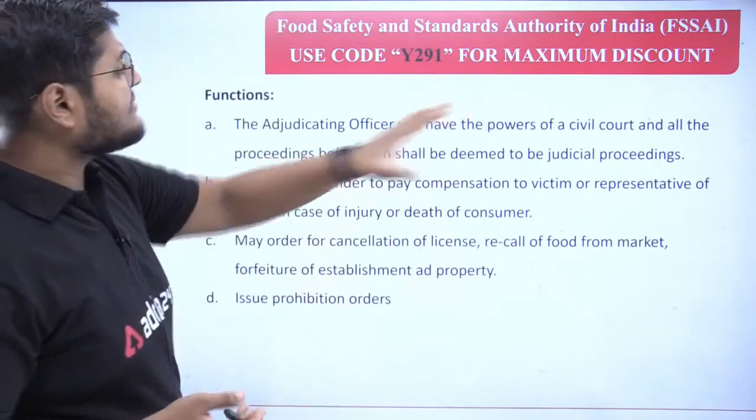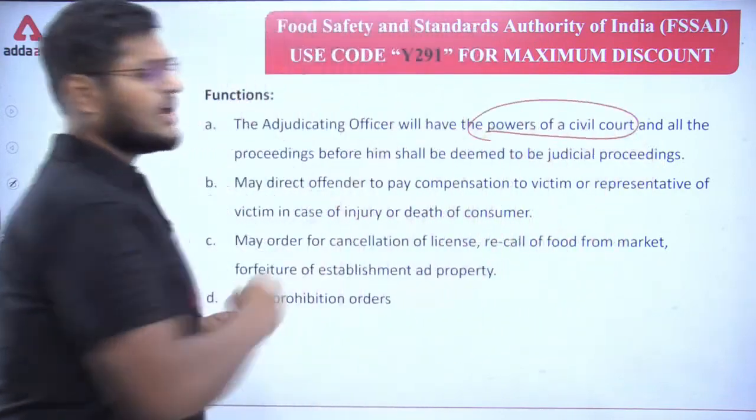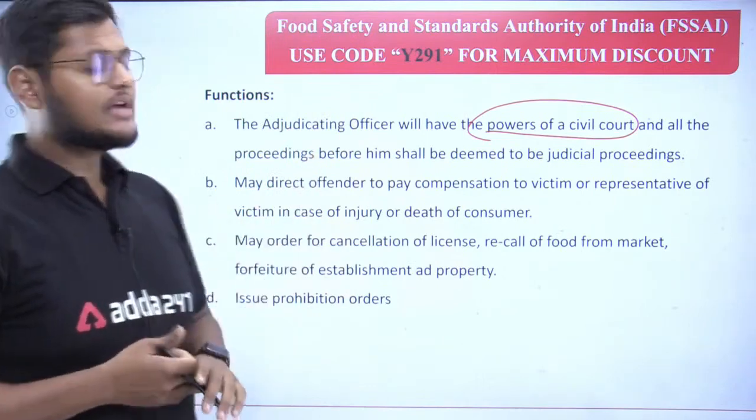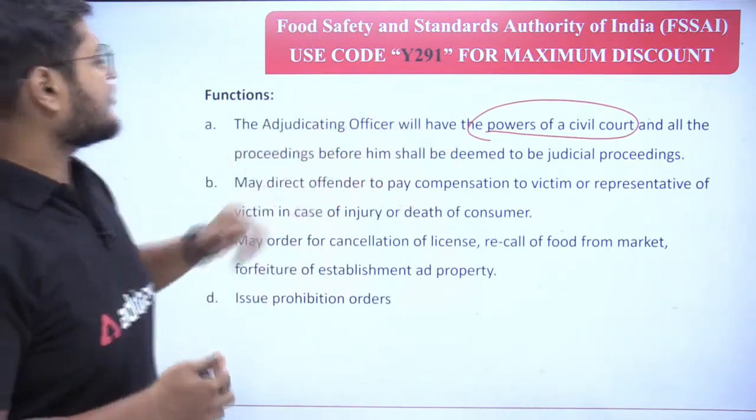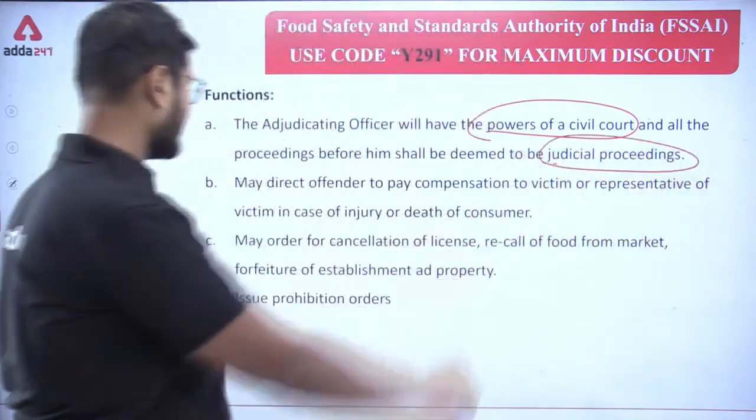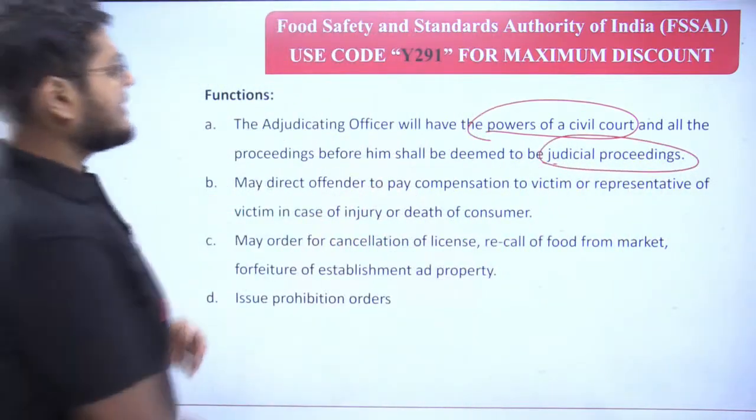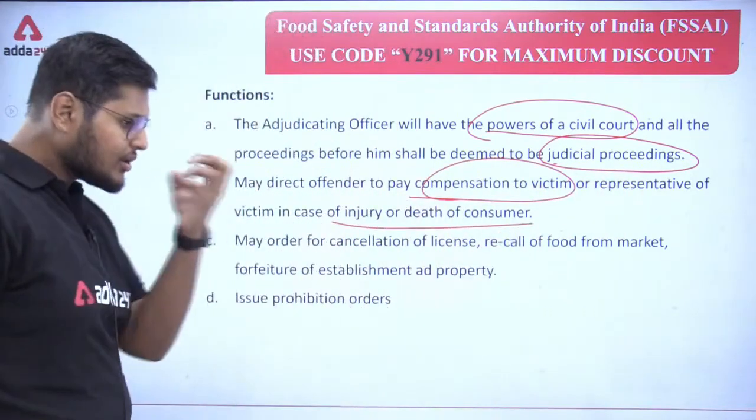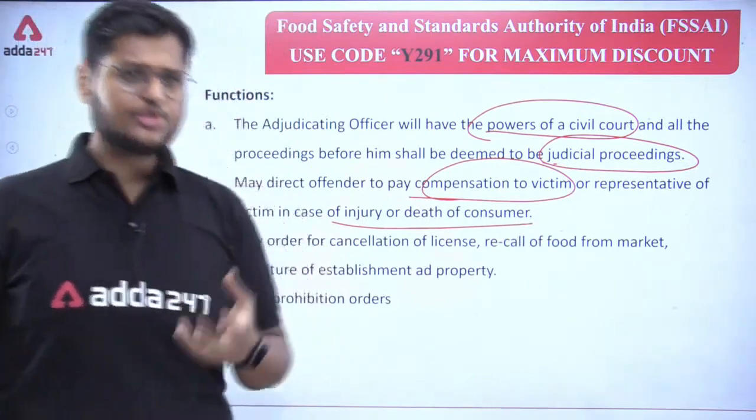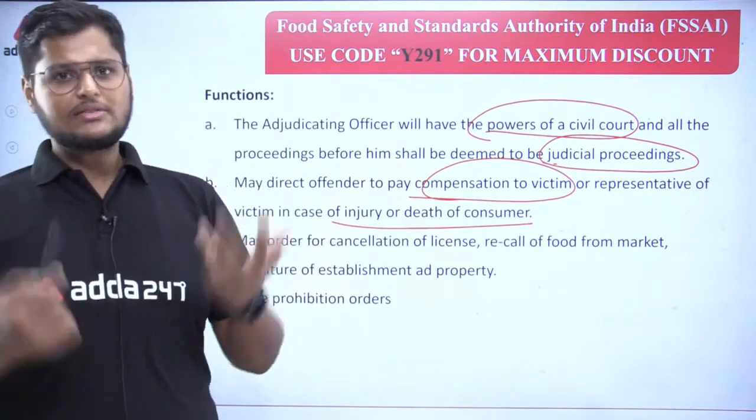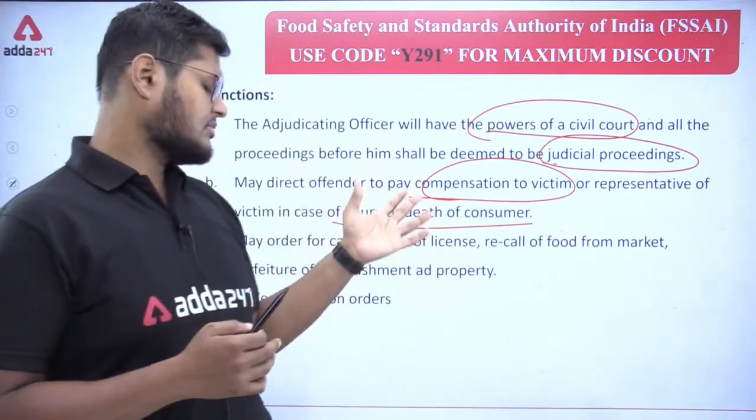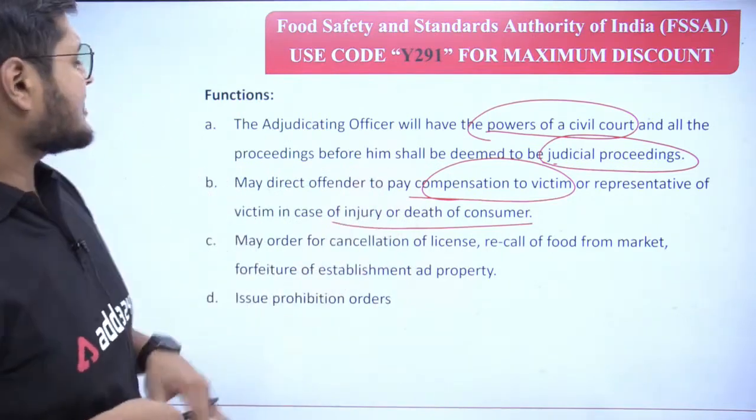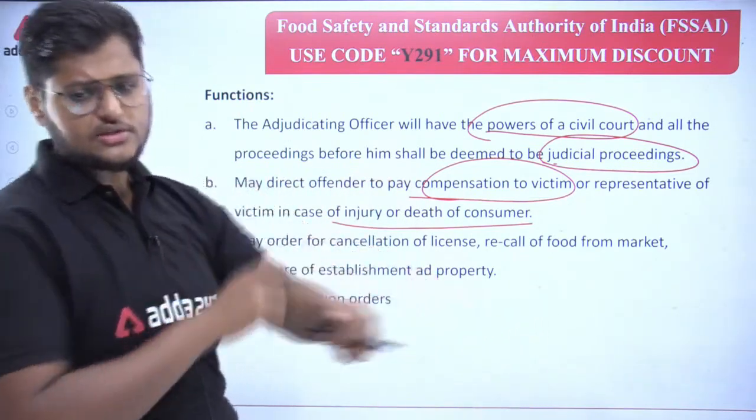The adjudicating officer will have the powers of a civil court. Okay, whatever the powers of a civil court are, that kind of powers will be provided to the adjudicating officer, and all the proceedings before him shall be deemed to be judicial proceedings. Okay, may direct offender to pay compensation to victim or representative of victim in case of injury or death. If due to any kind of food article, a person is injured or a person unfortunately is dead, then the representative of that person or that person himself, if he or she is fine, can ask for compensation from the offender or the food business operator.